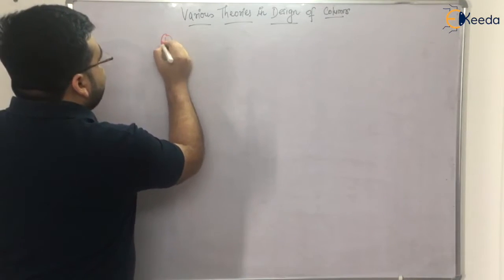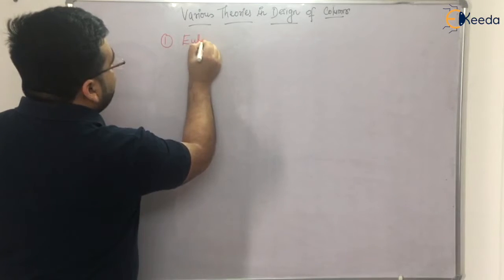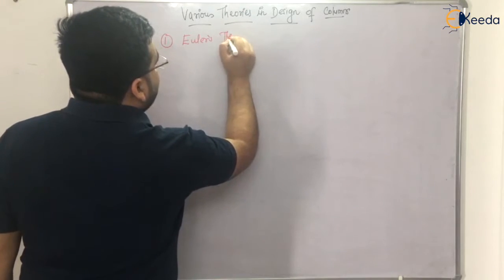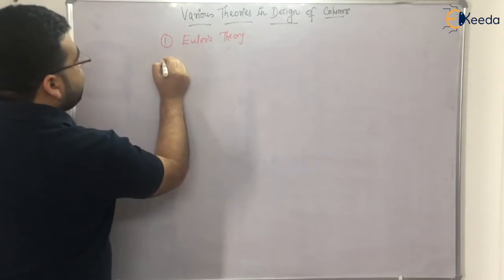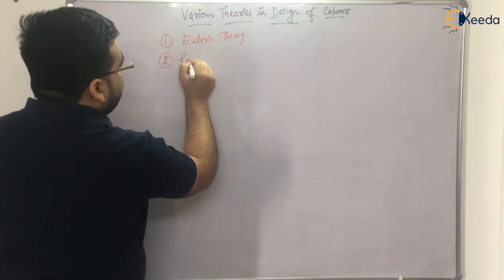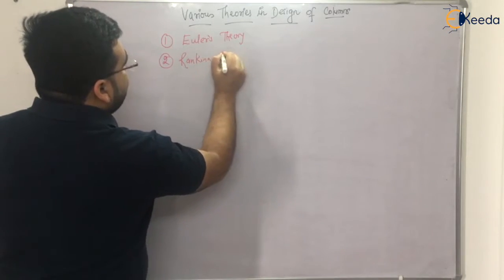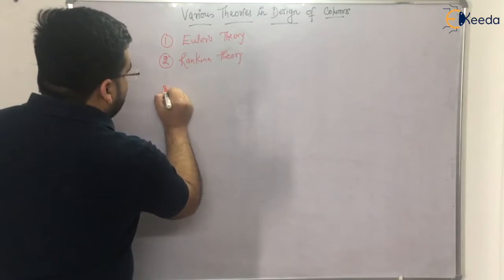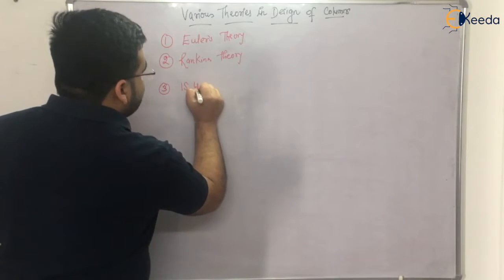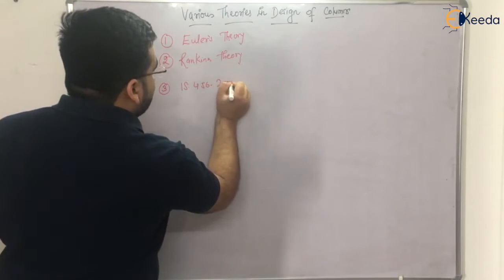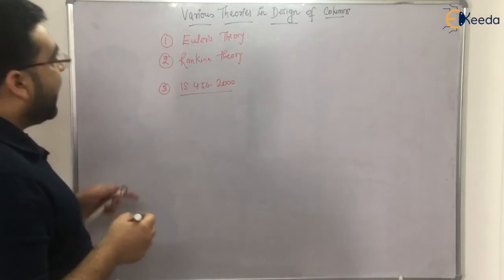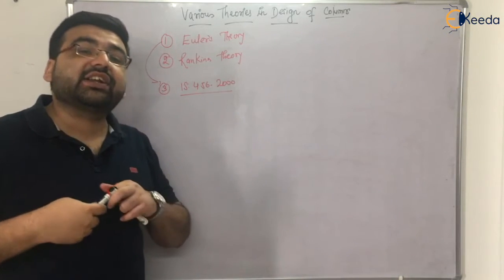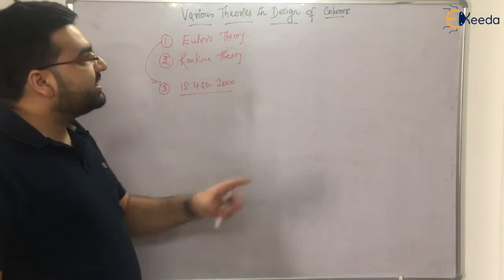The first theory is Euler's theory, which you must have already studied in strength of materials, right? Euler's theory. The second theory is Rankine's theory. Clear? And the third is IS 456:2000. A lot of students make the mistake of considering Euler's theory as the IS theory. No, IS has given certain recommendations which we will be using in designing columns.